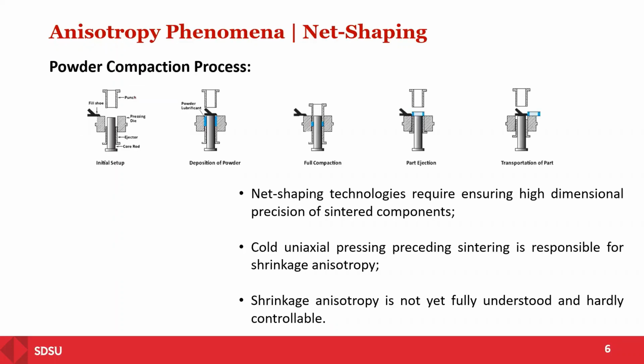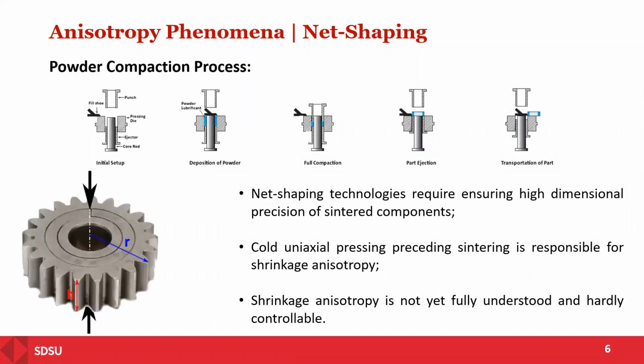For net shaping, typically we consider the compaction of powder in a die. So we fill a die with powder, we compact it, you eject it, and when you clean this part, you put it in a furnace to be sintered. This type of technology is very much used to produce mechanical components that need to have very precise dimensions. But I have also noticed that these parts show an anisotropic behavior.